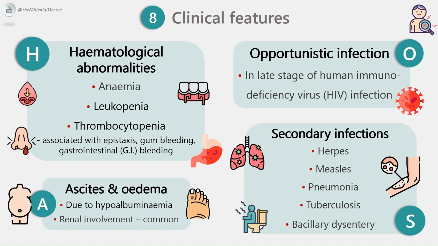In late stage of human immunodeficiency virus, HIV infection, visceral leishmaniasis can present as opportunistic infection. HIV co-infection rate is 5% in India and 20% in African countries. Secondary infections such as herpes, measles, pneumonia, tuberculosis, bacillary dysentery may occur. Most untreated patients die in about 2 years due to some intercurrent disease such as dysentery, diarrhea and tuberculosis.